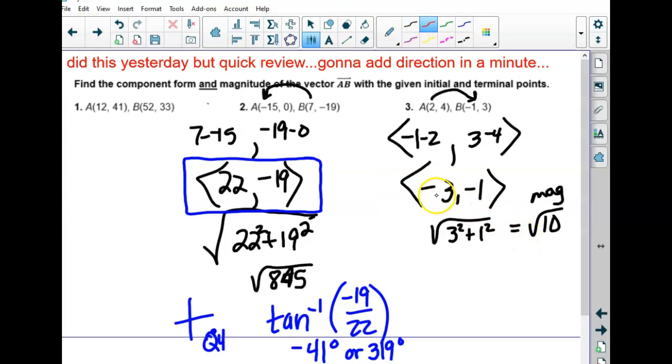On this one, where was negative 3, negative 1? Left and down is quadrant 3. If we do inverse tangent of y over x, a negative over a negative, anybody get 18 degrees? Okay. Is 18 degrees in quadrant 3?